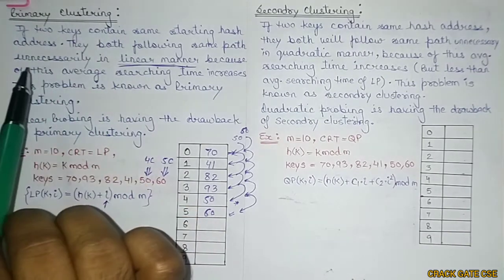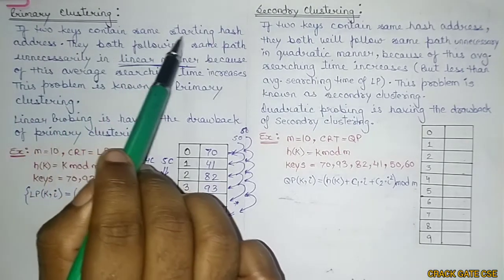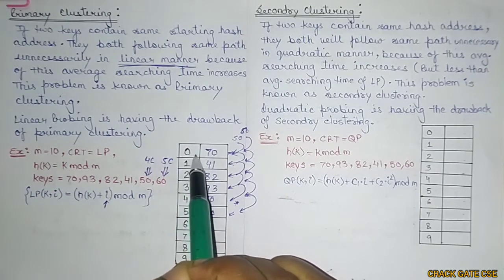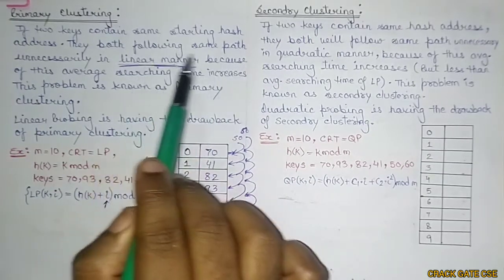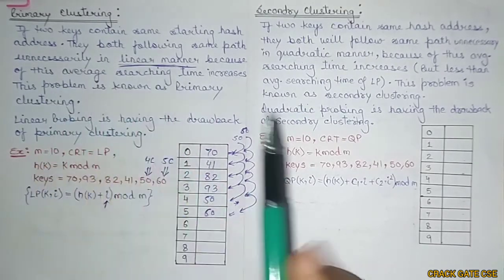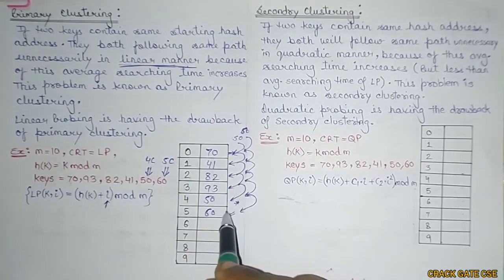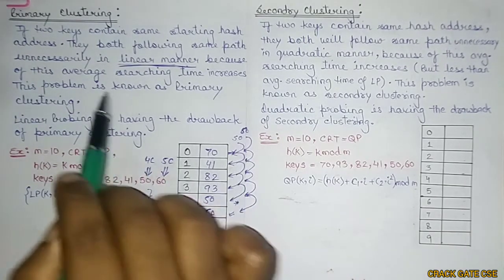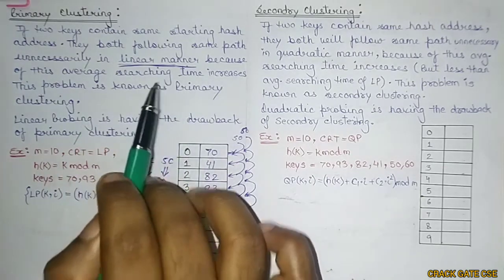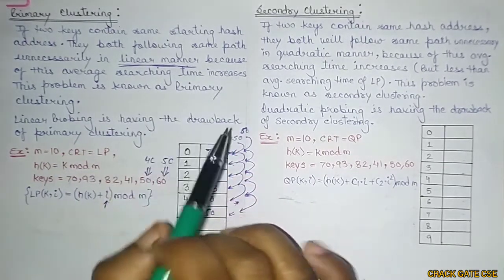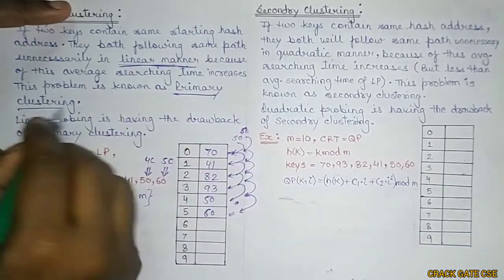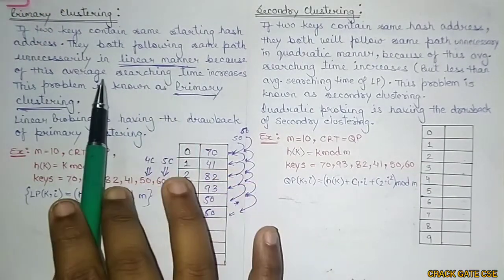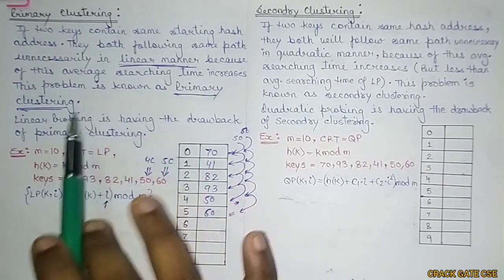So what is the definition of primary clustering? If two keys contain the same starting hash address, like 50 and 60 both having starting hash address 0, and they follow the same path unnecessarily in a linear manner, then because of this path following, the average searching time increases. When the average searching time increases, this problem is known as primary clustering. So primary clustering is related to the average searching time. If we are probing in a linear manner, the average searching time increases. This problem is primary clustering.